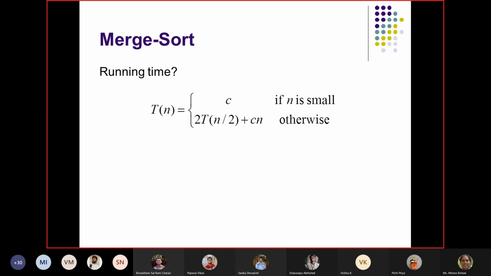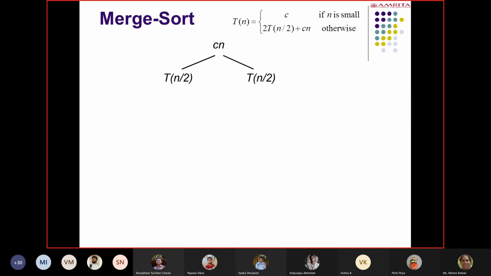So now let us say T(n) is equal to C when n is small, and otherwise it is 2T(n/2) plus Cn. Cn is the combined effect of dividing and combining. Both were linear, so we call it Cn. So how exactly do we get O(n log n)? How are we reaching O(n log n)? This is how we are doing it.